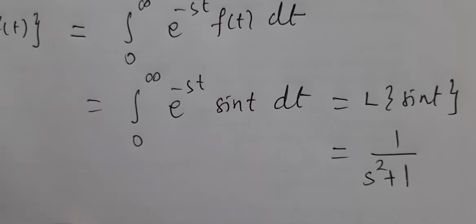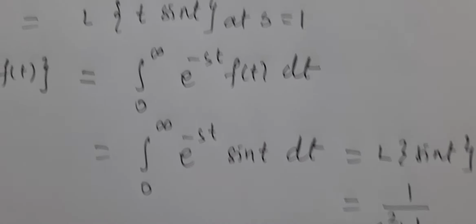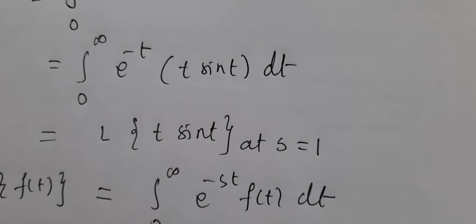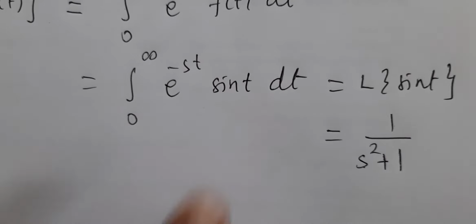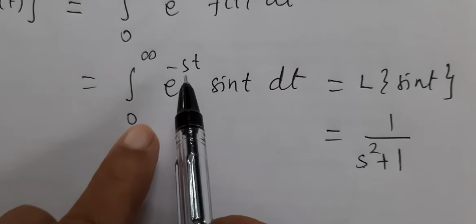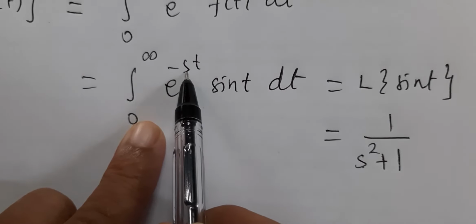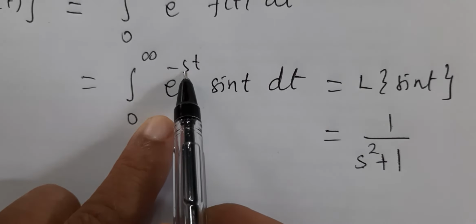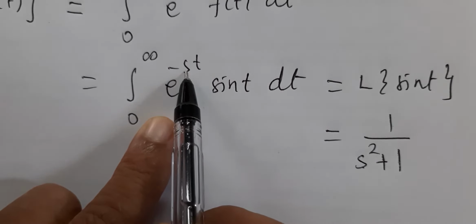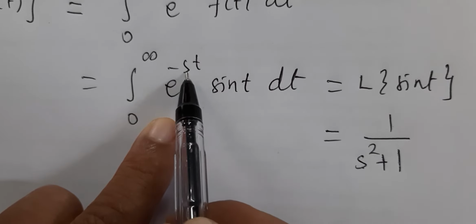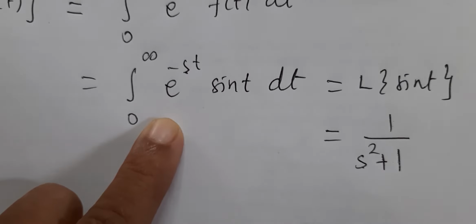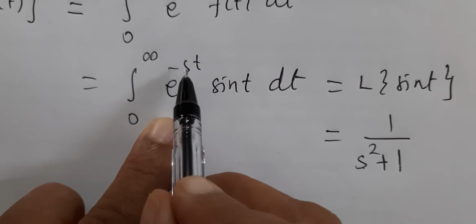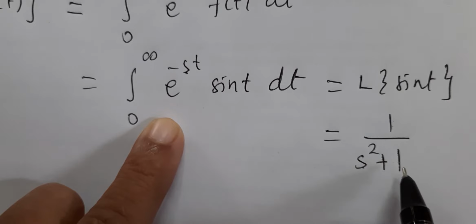Why have I taken this example? To understand this one step, which is actually very important. Listen carefully. We got this integration as 1 upon s square plus 1. Understand one point: instead of s, if I take here u, it's a parameter. Understand this point very well. Instead of s, if I take here u, what will we get? 1 upon u square plus 1. Instead of s, if I take here x, I will get 1 upon x square plus 1.